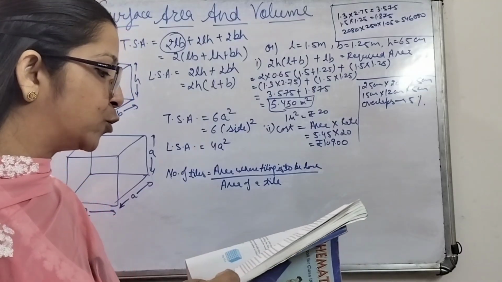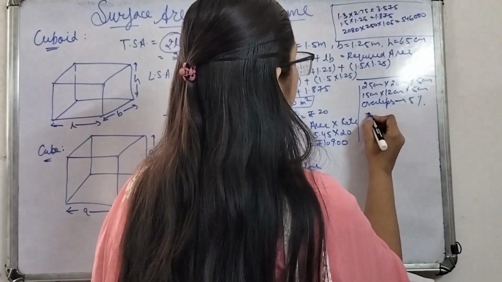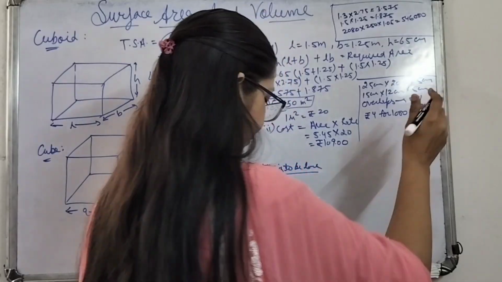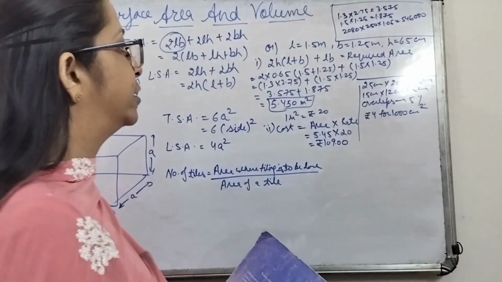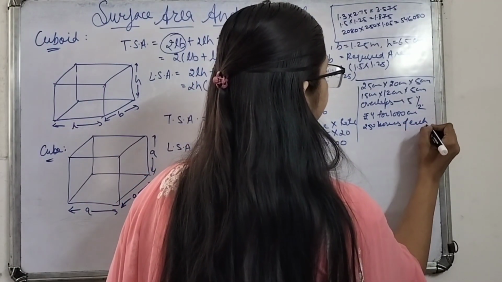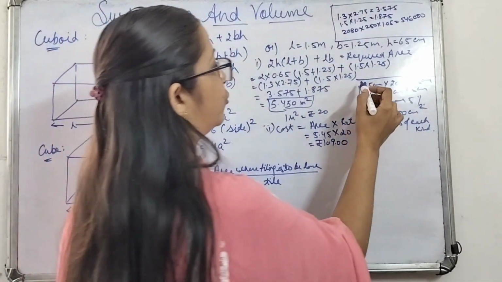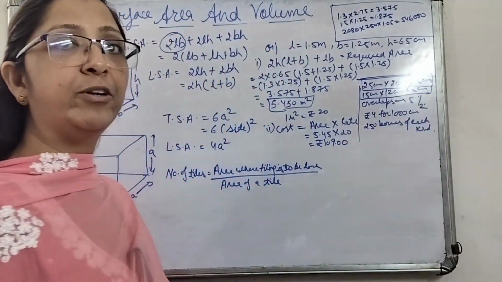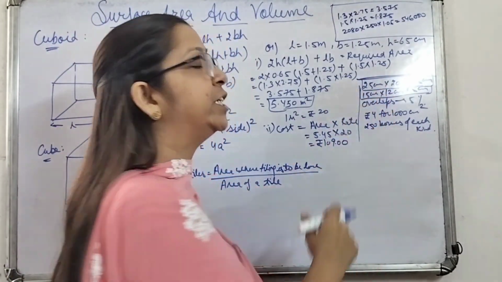If the cost of the cardboard is rupees 4 for 1000 centimeter square, find the cost of cardboard required for supplying 250 boxes of each kind. This is the question. So first of all, we have to find the total surface area for one box. Then we will be multiplying it by 250 because 250 boxes of each type are required.